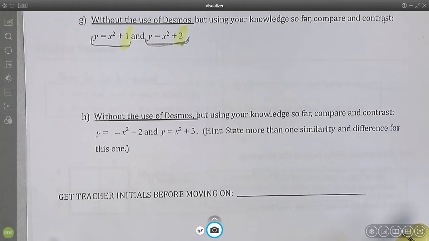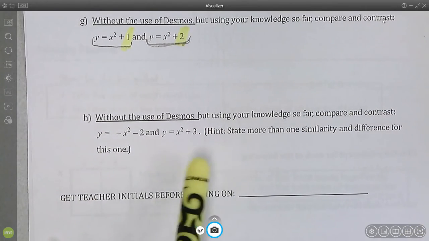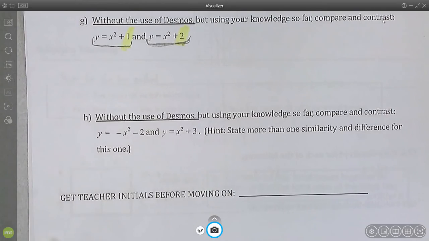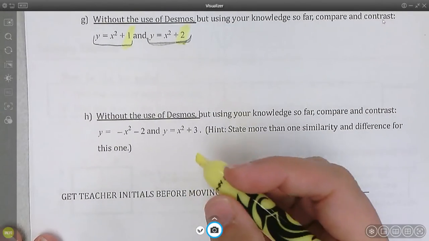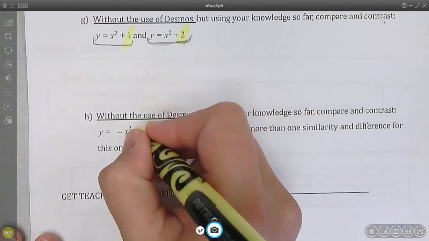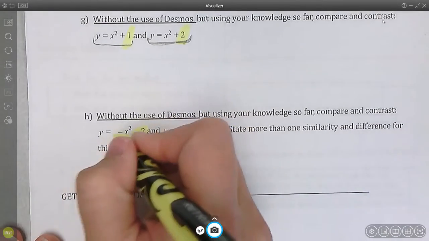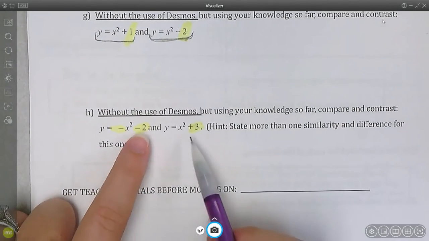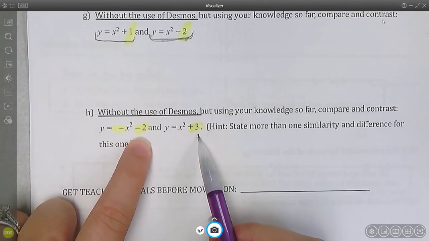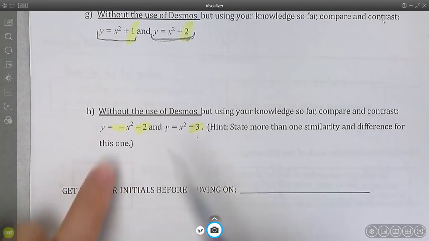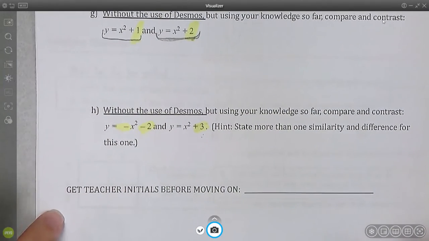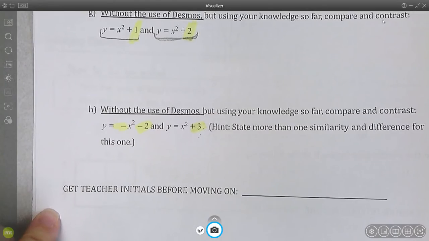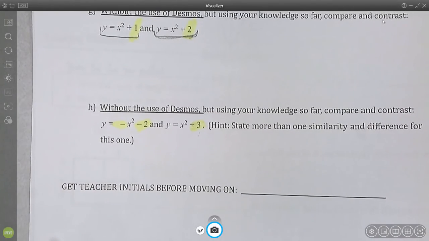H says without Desmos, but using what you know, same thing, how are these different? We can look already, we see that this 3 and this -2 are different, and this negative on the outside. So you need to tell me what's the difference between these two things, and what does this negative do on the outside? Once you do that, you can get your teacher's initials. So go ahead, pause the video, and then get your teacher's initials before you move on to the next page.